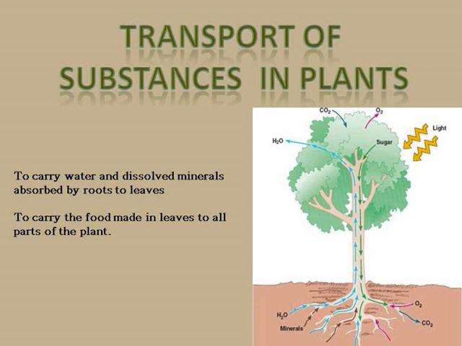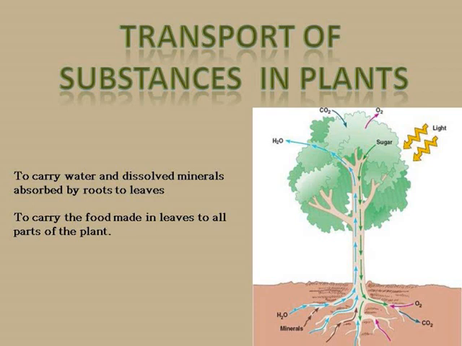This food is required by the plant to carry out life processes, because the plant gets energy with the help of the breakdown of food. So, in the case of a plant, the transport of two substances takes place. One is water and minerals, and the other is food.